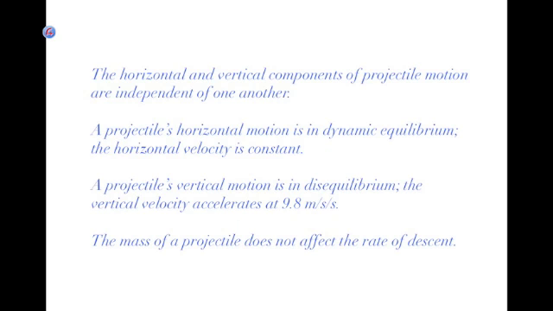Here are some important facts about projectiles. The horizontal and vertical components of a projectile are independent of one another. A projectile's horizontal motion is in dynamic equilibrium since the horizontal velocity is constant. A projectile's vertical motion is in disequilibrium since the vertical velocity will accelerate at 9.8 meters per second squared down at all times due to gravity. And the mass of a projectile does not affect the rate of descent. Not ever.